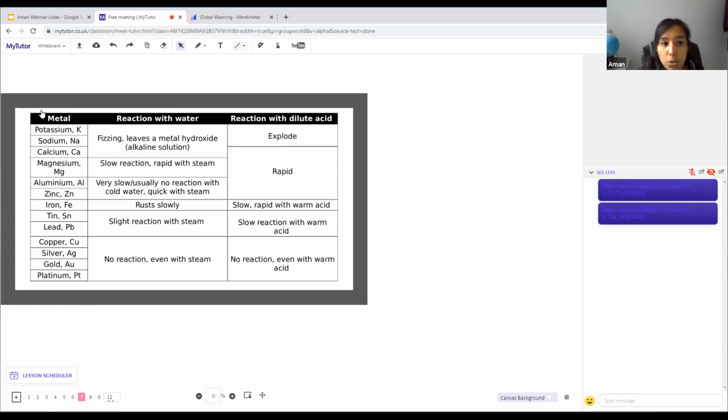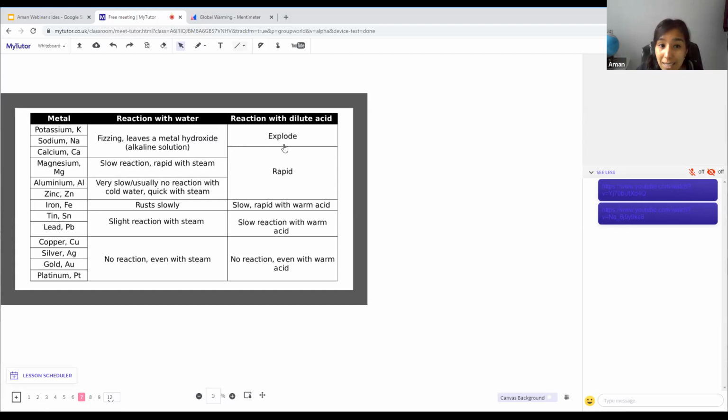So we said that potassium is the most reactive, and it goes potassium, sodium, calcium. All three of these metals, when we add them to cold water, they fizz and they are very, very reactive. When they react with that water, they will leave a metal hydroxide. So potassium will react with water to produce potassium hydroxide, calcium will react with water to produce calcium hydroxide. Hopefully you remember that hydroxide ions make a solution alkaline, whereas hydrogen ions make it acidic. So because hydroxide is there, we get an alkaline solution. So those three metals will all react very vigorously with water.